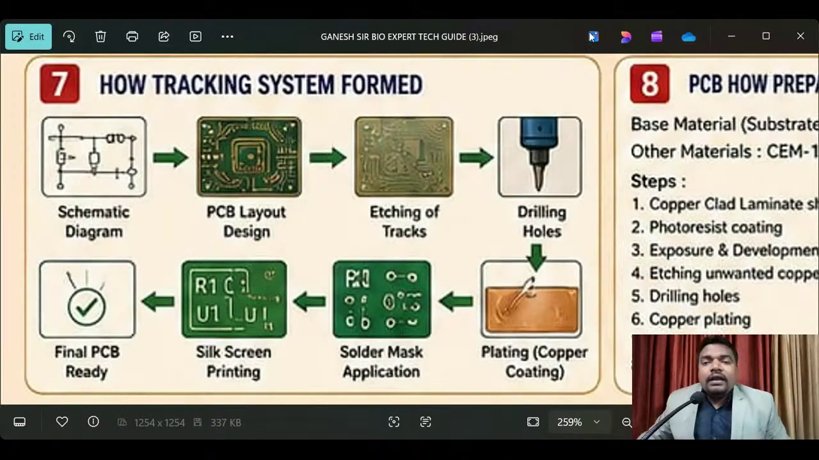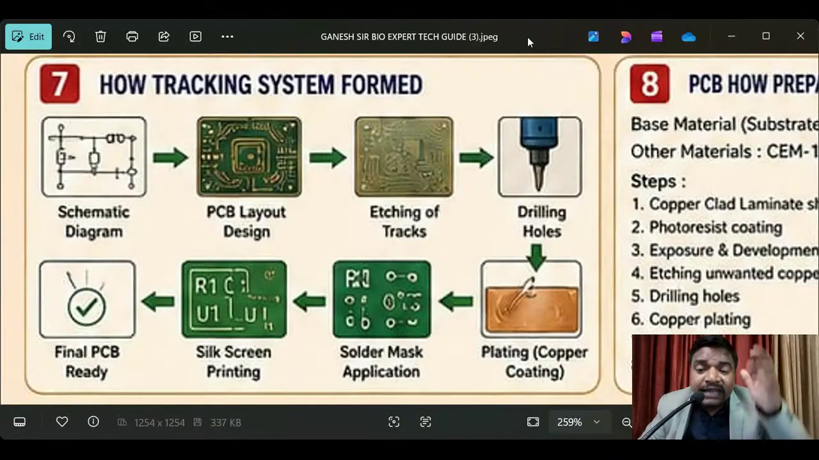Come on, now see here. What are the things here? See how the tracking system is formed: schematic diagram, PCB layout design, etching of tracks on the backside, and drilling holes. And the final PCB is ready, then silk screen printing, solder mask application, and plating with copper coating. See, this is how the PCB is formed, very clear information given. This is for your deep knowledge, because if you know all these things, you can find faults easily and protect yourself, and you will be safe from electrical issues.